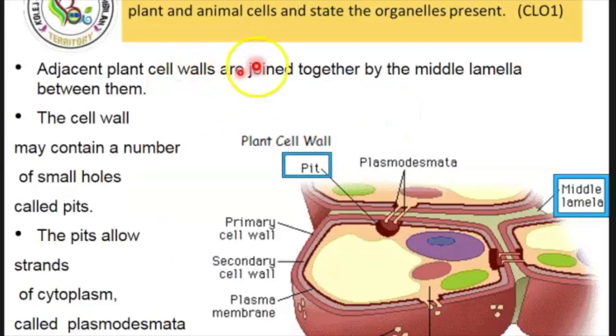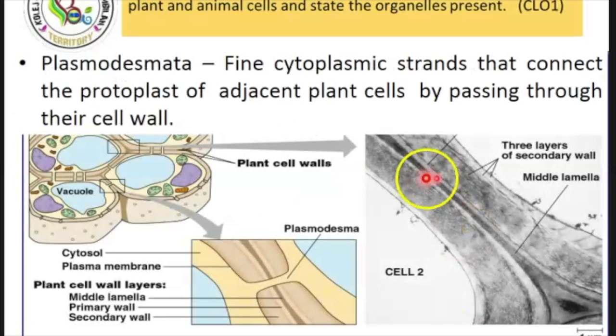Adjacent plant cell walls are joined together by the middle lamella between them. The cell wall may contain a number of small holes called pits. These pits allow strands of cytoplasm called plasmodesmata to link different cells together. What is plasmodesmata? Plasmodesmata are fine cytoplasmic strands that connect the protoplast of adjacent plant cells by passing through their cell wall.